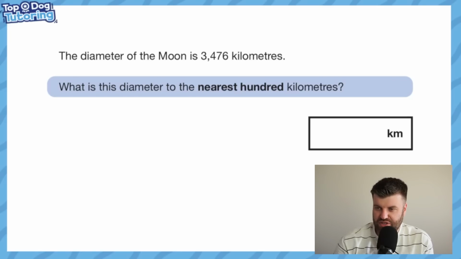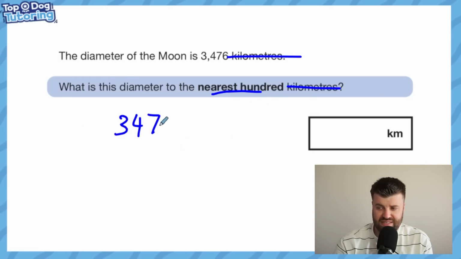In fact, this question, let's read it. The diameter of the moon is 3,476 kilometers. What is the diameter to the nearest 100 kilometers? This question would be the same if kilometers wasn't in it at all. And it's just asking us to round 3,476 to the nearest 100. So let's do that. 3,476.